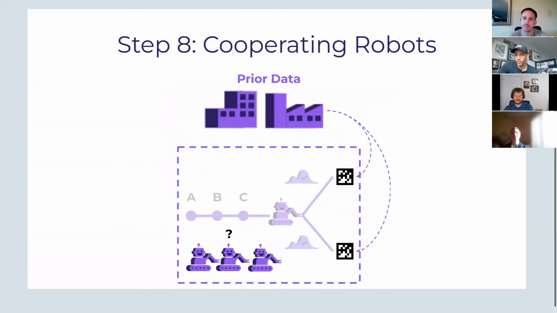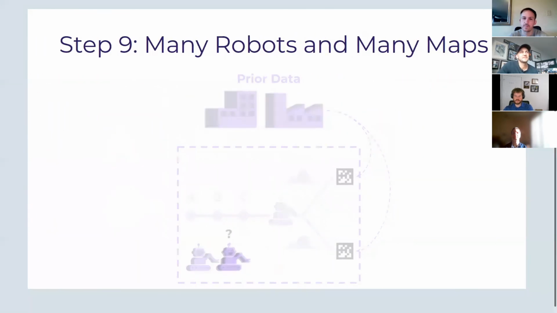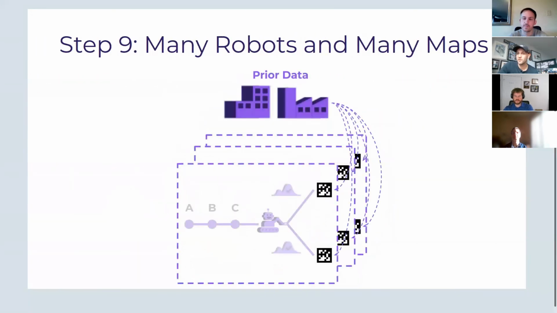Step 8, now I've got walls, right? Now I want multiple robots to work together because I have to bring a box to the robot and the robot has to bring a box to the car or to the vehicle. How do I put that data into the wall? And then it gets really exciting. Now I have multiple walls, multiple robots and multiple maps, right?